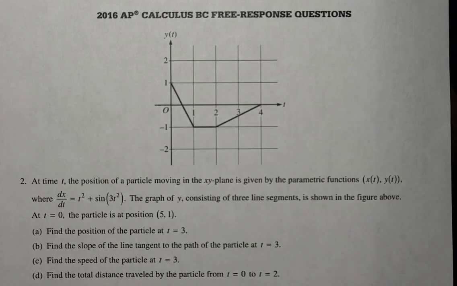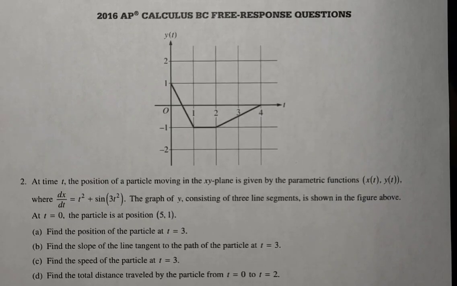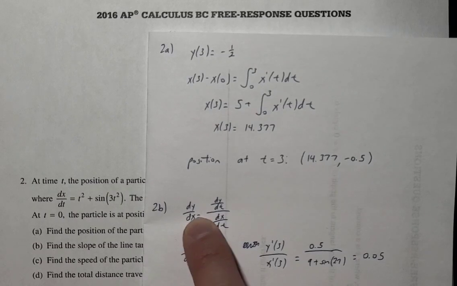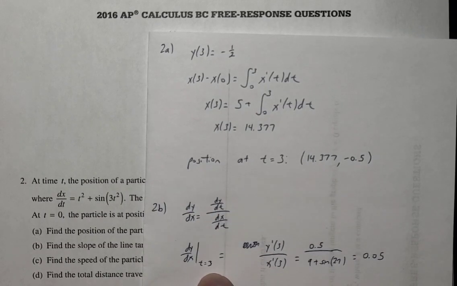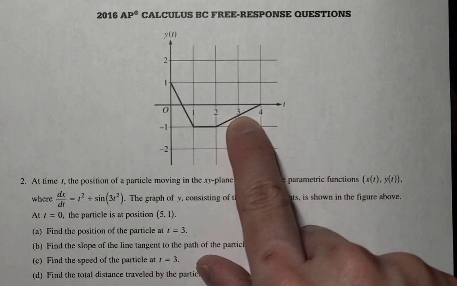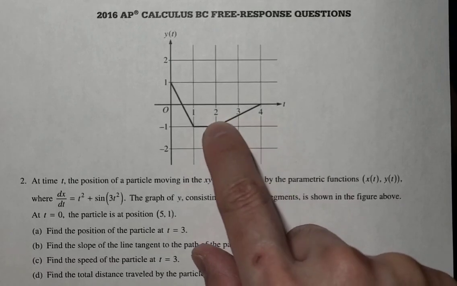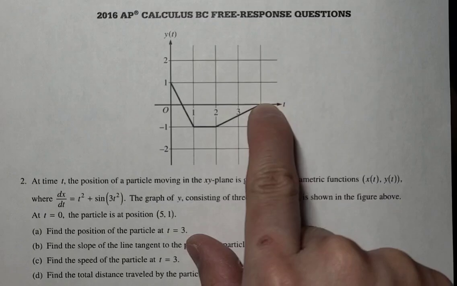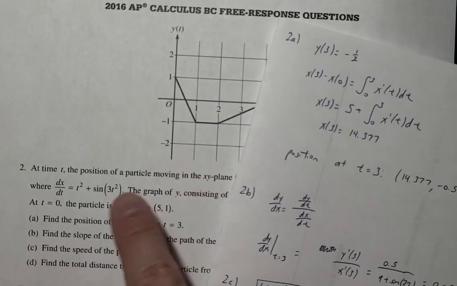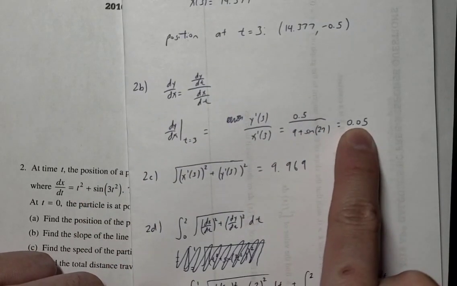All right, part B, find the slope of the line tangent to the graph of the particle at t equals 3. So we have to remember how to find the derivative of a parametrically defined equation. That's just dy/dt over dx/dt, which is equal to dy/dx. So what's dy/dt at t equals 3? What's y prime of 3? What's the slope of the tangent line there? It looks like a rise of 1, run of 2, so it's half, or 0.5. What's x prime of 3? Just plug in t equals 3 there. Put this in the calculator, you get 0.05.